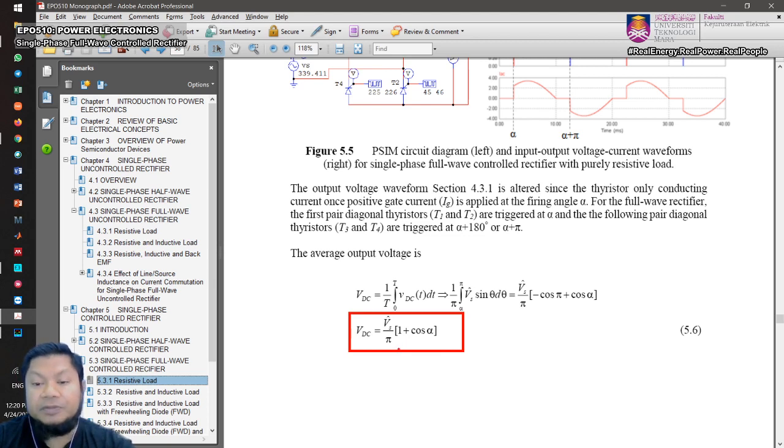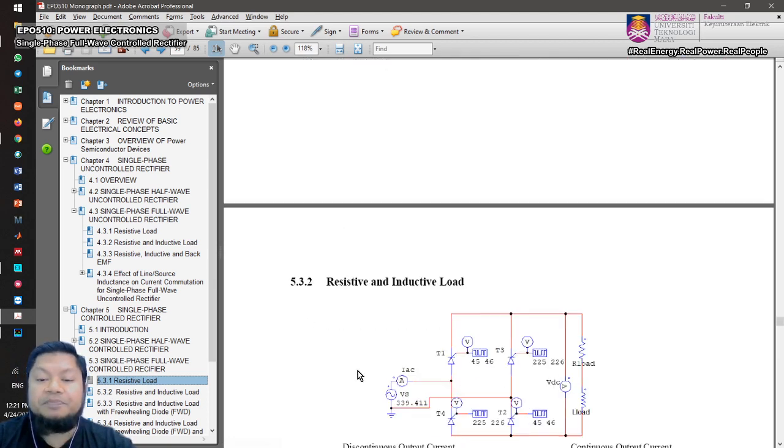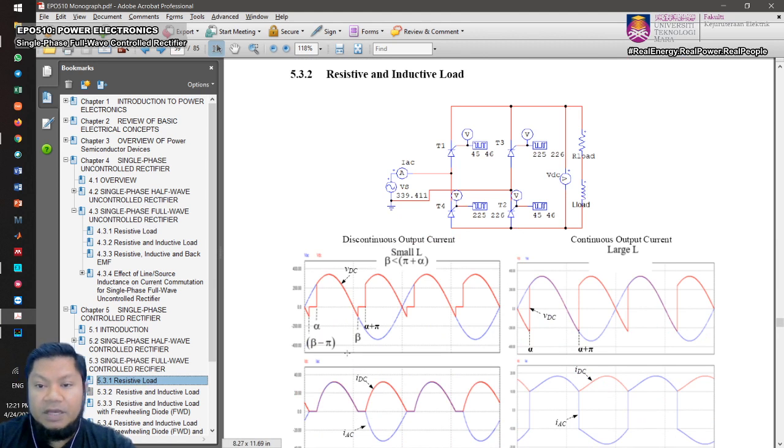Right. So now let's look at the resistive and inductive load. For this particular circuit, if you have a load which consists of resistive and inductive components, there are two conditions that you need to consider. The first one is by looking at the discontinuous output current. So this is your output current. The output current will be flowing in that loop, right? So this is your output current.